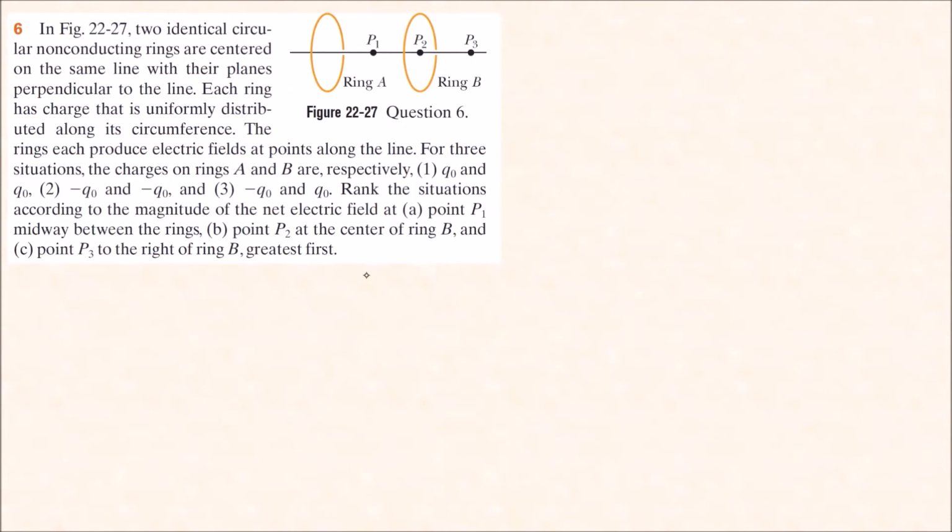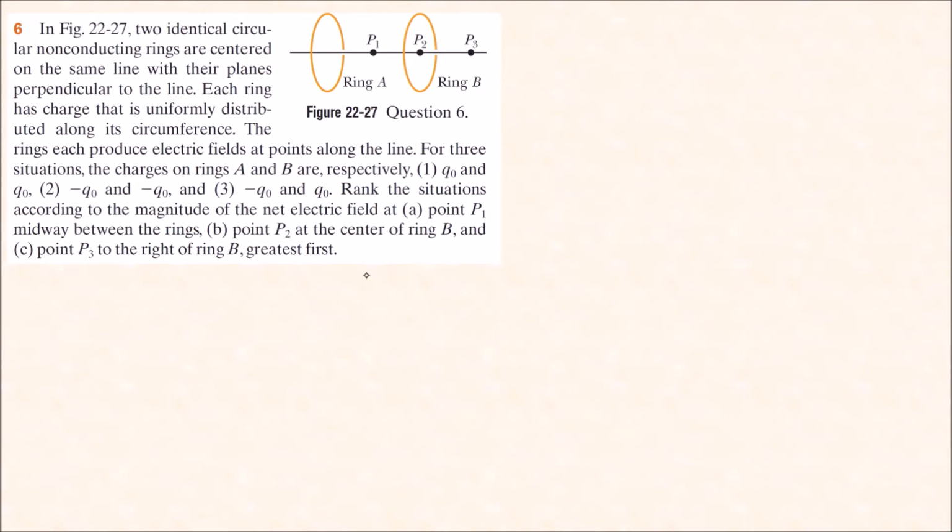Okay? It says two identical circular non-conducting rings are centered on the same line with their planes perpendicular to the line. Each ring has charge that is uniformly distributed along its circumference. The rings each produce electric fields at points along the line. For 3 situations, the charges on rings A and B are respectively 1, Q naught and Q naught, 2, negative Q naught, negative Q naught, and 3, negative Q naught and positive Q naught.